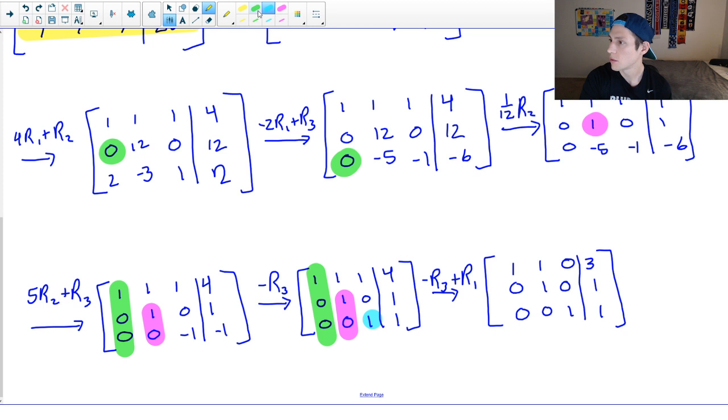Okay, so now we're doing our backwards progression. So I got a 1 and all zeros above it. So now we'll use this 1 to clear this.